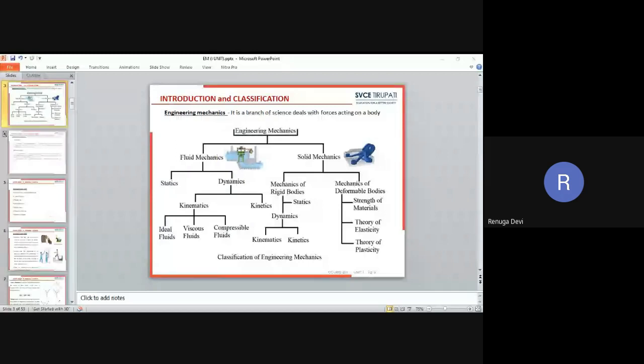Fine. You just see the concurrent force. Here Lami's theorem is involved. Here you read about the types of forces: concurrent force, coplanar force, collinear force. We will see now. Lami's theorem is involved when three forces are at a single point.